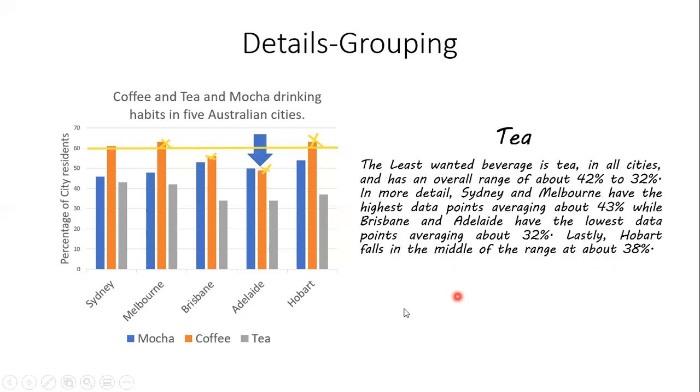So now we're just going to talk about tea, which again I've mentioned is the lowest consumption in all cities. Okay, so the least wanted beverage is tea in all cities, and it has an overall range of 42% to 32%. So again, if you just sort of take the range, top and bottom. In more detail, Sydney and Melbourne have the highest data points, averaging about 43%, while Brisbane and Adelaide have the lowest data points, averaging about 32%. Lastly, Hobart falls in the middle of the range at about 38%.